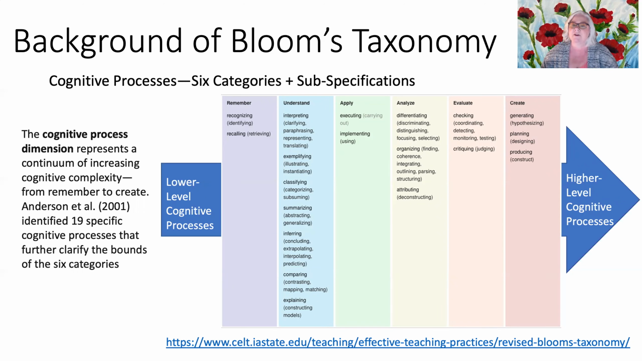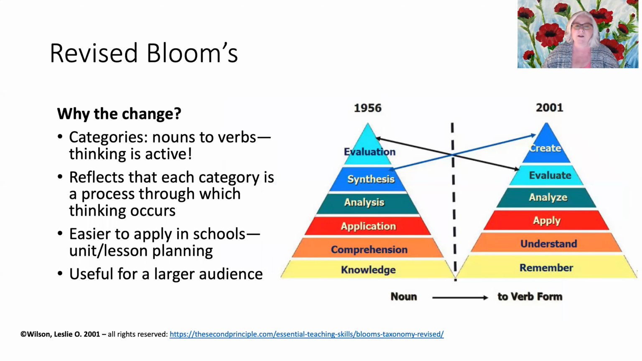You can understand in order to create something, you have to remember basic information. You have to understand it. You need to be able to apply it in different contexts. You need to be able to analyze stuff. You need to be able to evaluate. So these do support one another, which is why they've been represented in a pyramid form, with the lower being at the bottom and the upper being at the top.